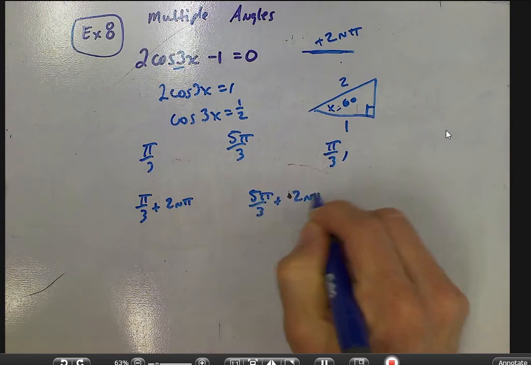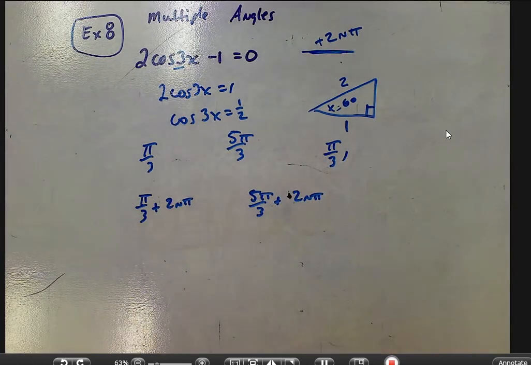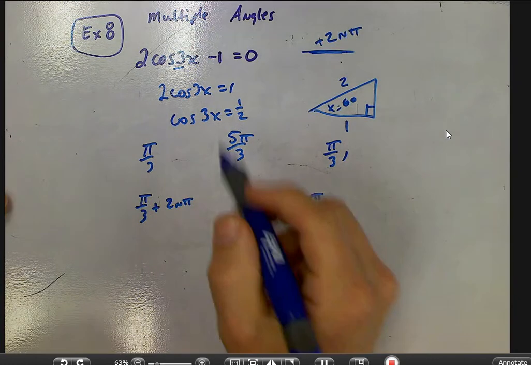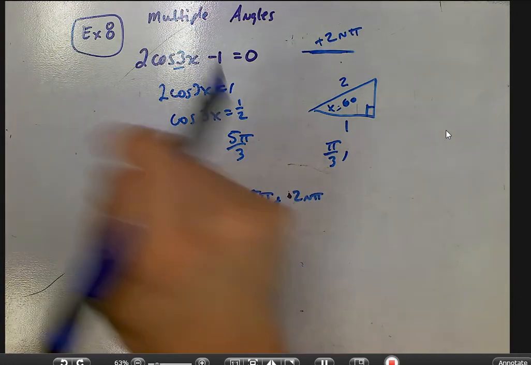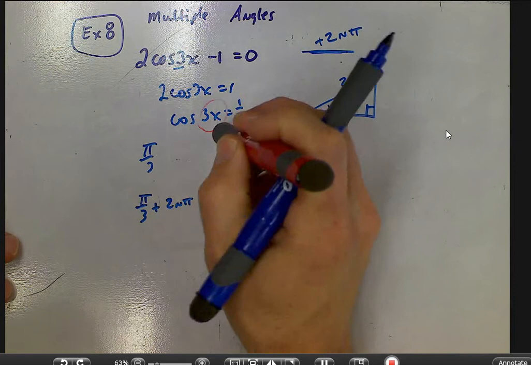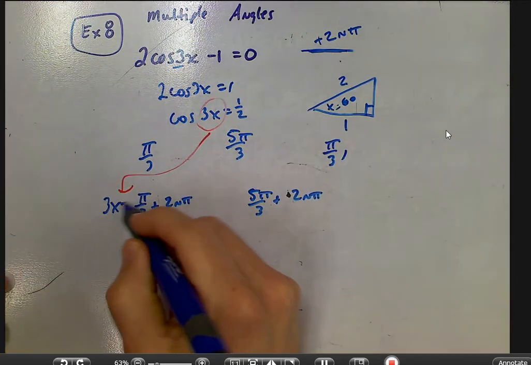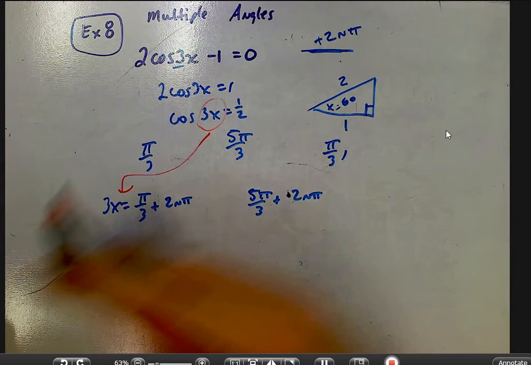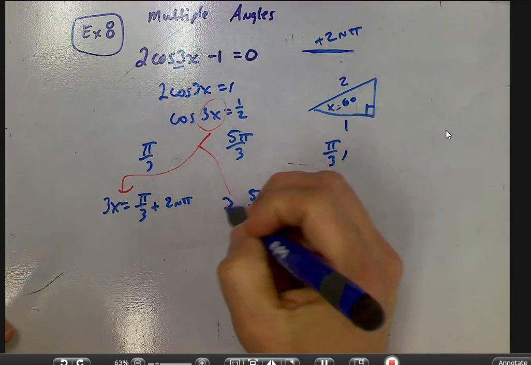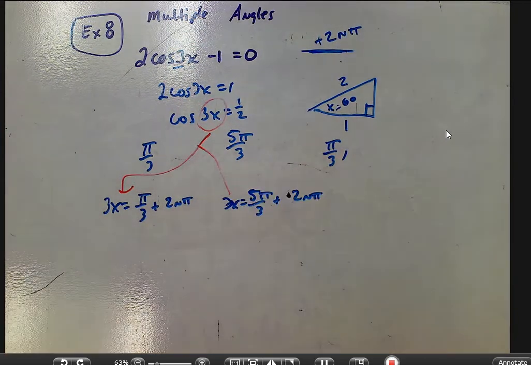Because I'm looking for all the angles to equal that. But it's not x equals. This is where the 3 comes in. Because it says 3x equals, I now put a 3x here to say 3x equals that. And I also put a 3x in front of the other one to say 3x is equal to 5 pi over 3 plus 2n pi.